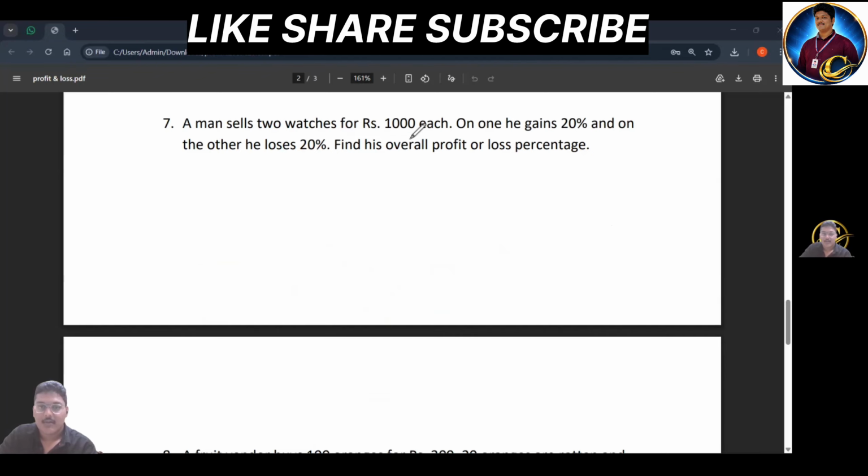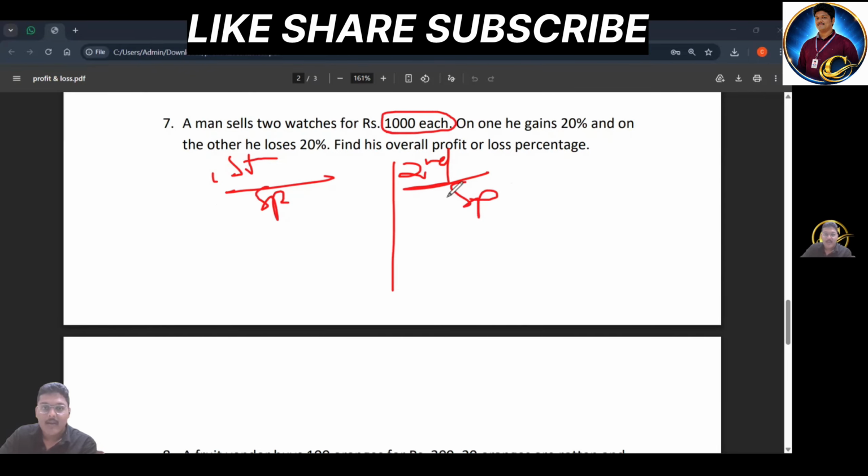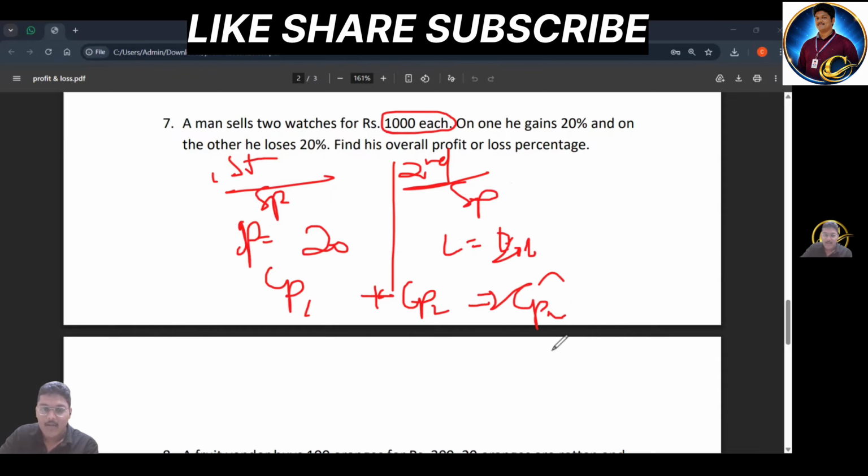A man sells two watches for rupees 1000 each. On one he gains 20 percent and on the other he gets a loss. See, a man sells two watches for 1000 each, so the first watch is here and the second watch is here. This is the SP given. Now one is gain, that is P percent is equal to 20, and another is loss, L is equal to 20. Now compute CP from both, CP1 and CP2. Add both CPs and we will get CP net.